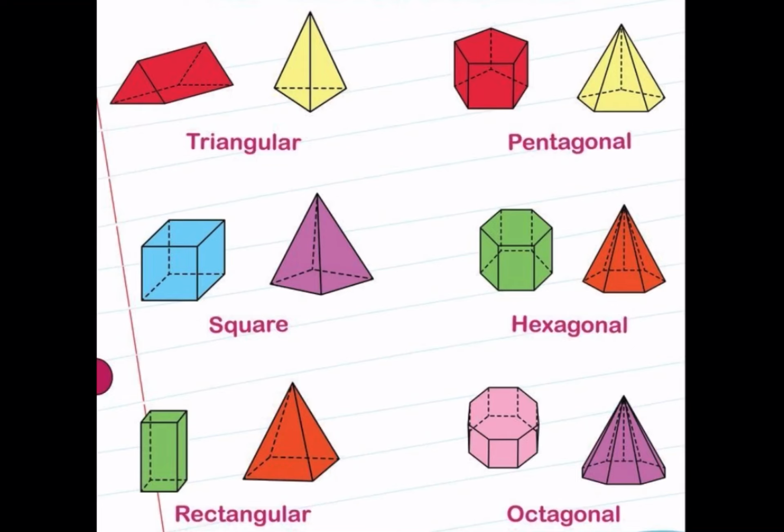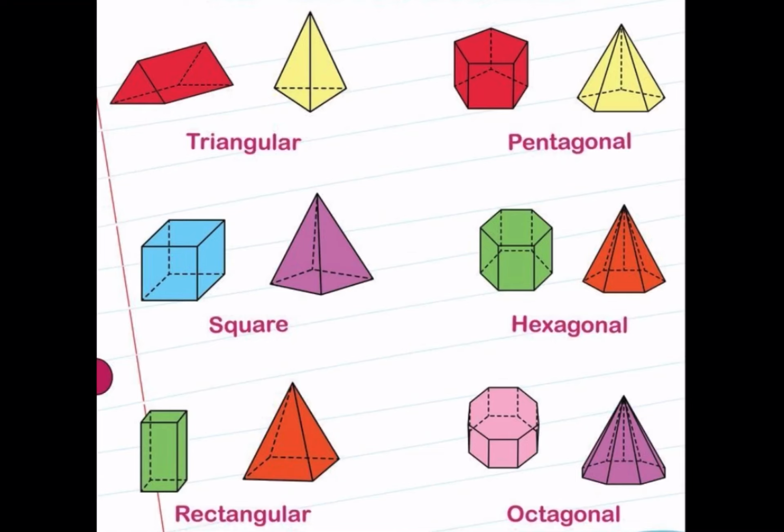Let's look at the two shapes above the heading triangular. The red shape is a triangular prism. It has two triangles on each side of it, and in between the triangles are joined by rectangles. It is like a tube, like a Toblerone box. It is a triangular prism with two flat sides that are triangles.